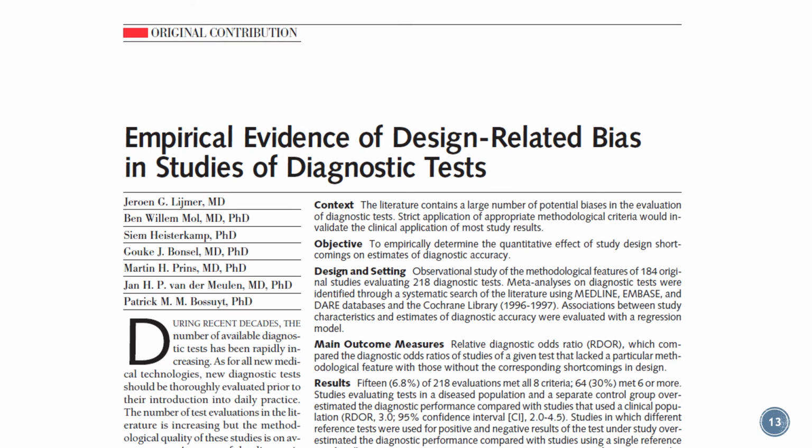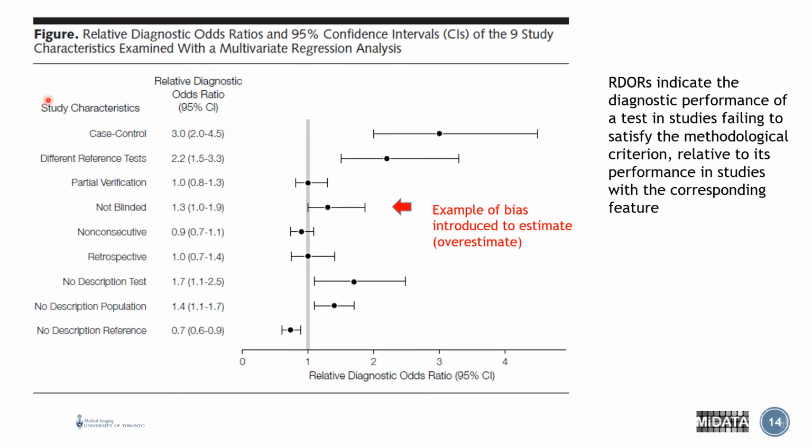So here's an oldie but a goodie. This paper is from 1999, JAMA. It was a systematic review that looked at evidence of design-related bias in studies of diagnostic tests. So here is the pièce de résistance of the paper, and what it is showing is the relative diagnostic odds ratios for study characteristics when examined using multivariate regression analysis.